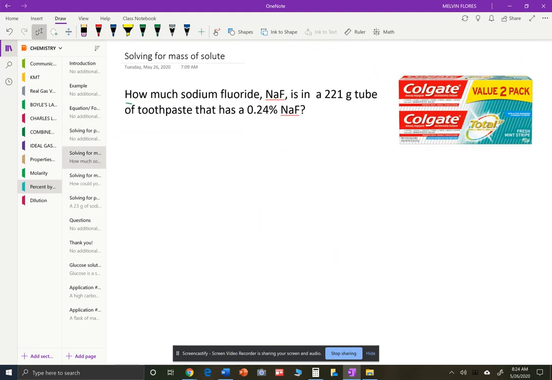All right, let's take a look at this problem on solving for the mass of the solute. Remember, the solute is the one that is dissolved in a given amount of solvent. So how much sodium fluoride is in a 221 gram tube of toothpaste? This is now the mass of the solution. The mass of the solution is 221. And of course, this is our percent by mass. And we're looking for the mass of the solute, sodium fluoride. That is what we're looking for.